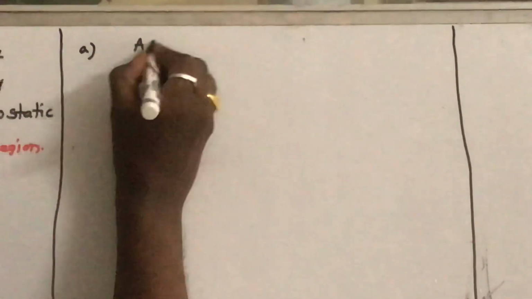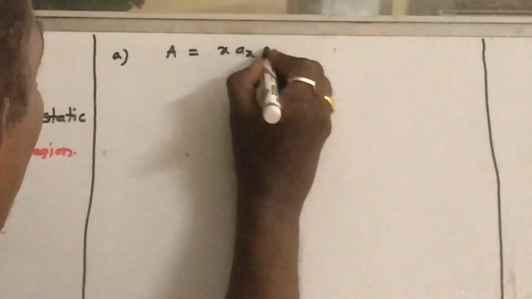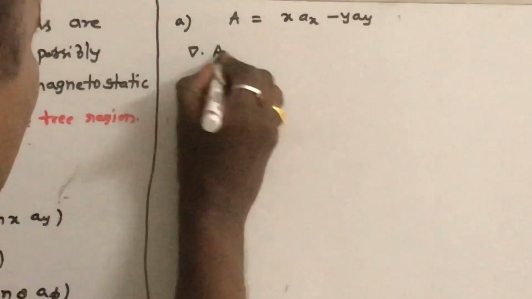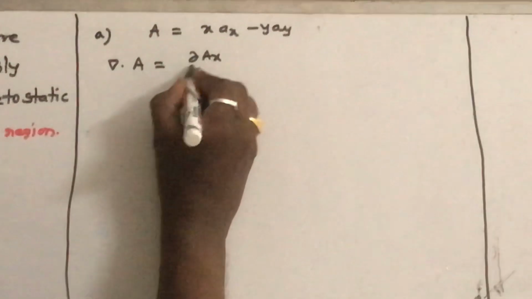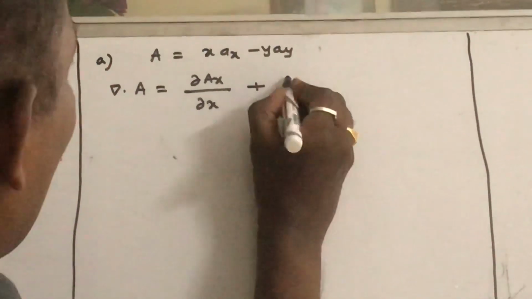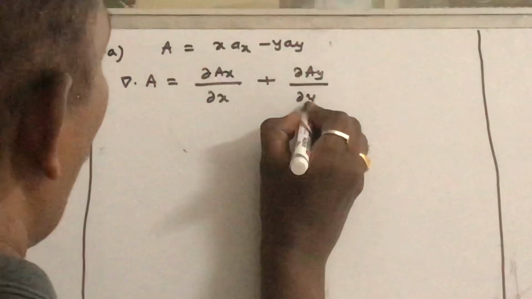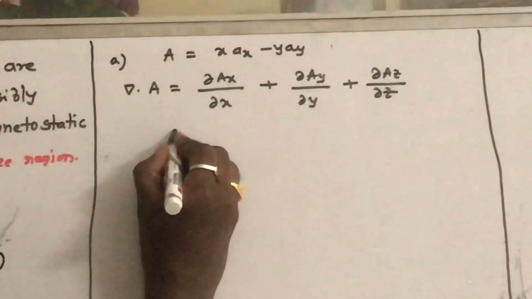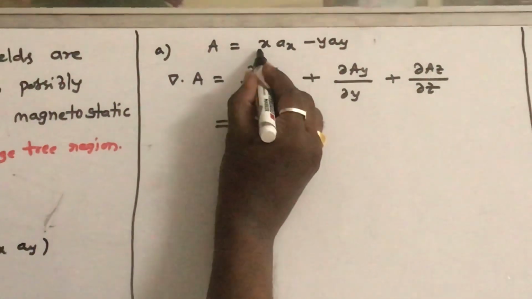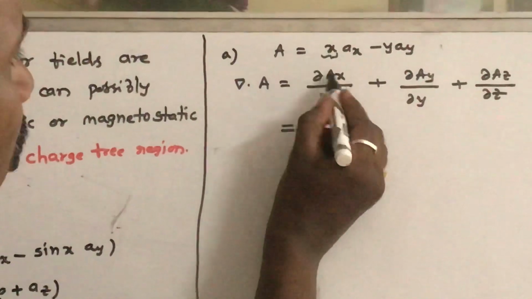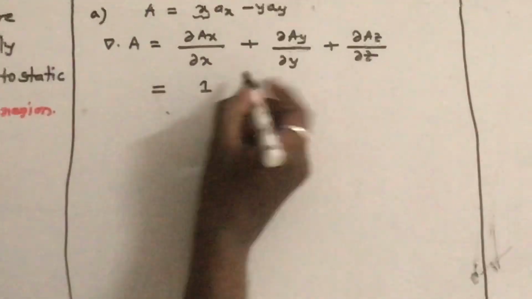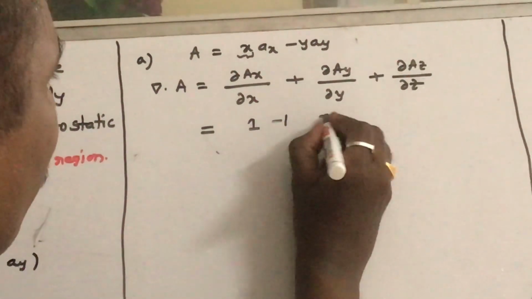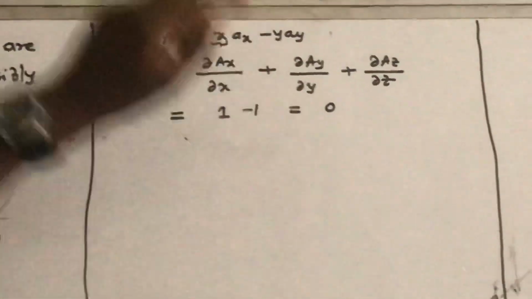So A, what is the given information? A is equal to x a_x minus y a_y. Let us find the divergence. Del dot A is equal to dou Ax by dou x plus dou Ay by dou y plus dou Az by dou z. The Ax component is x, so dou by dou x of x is 1. Dou by dou y of minus y is minus 1. Az is 0, so it comes out 0. So the divergence of A is 0.